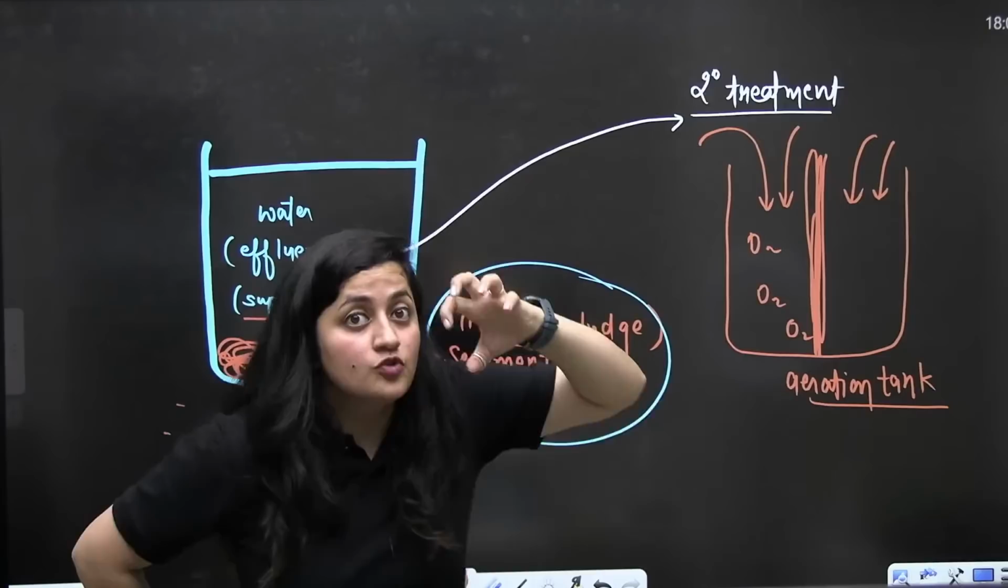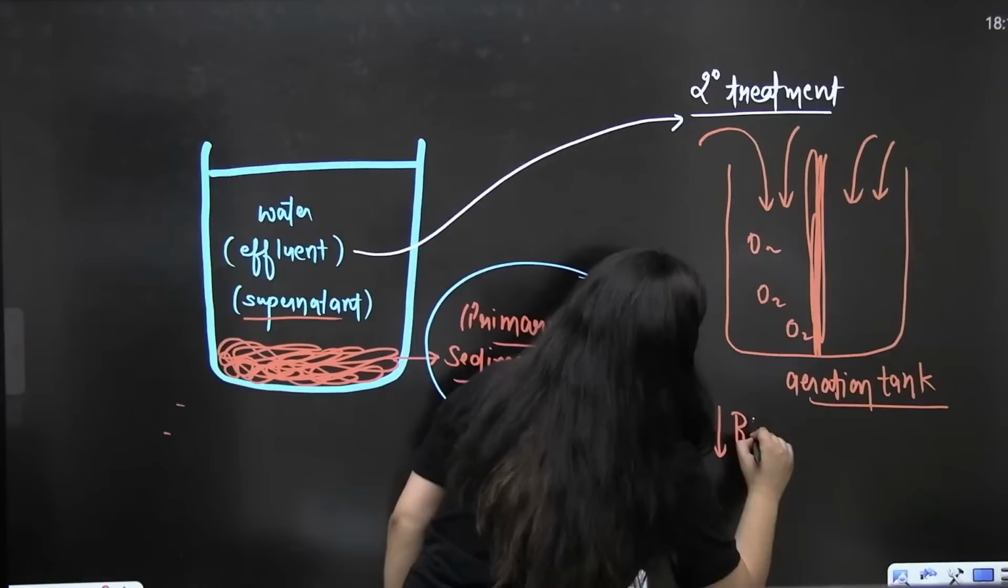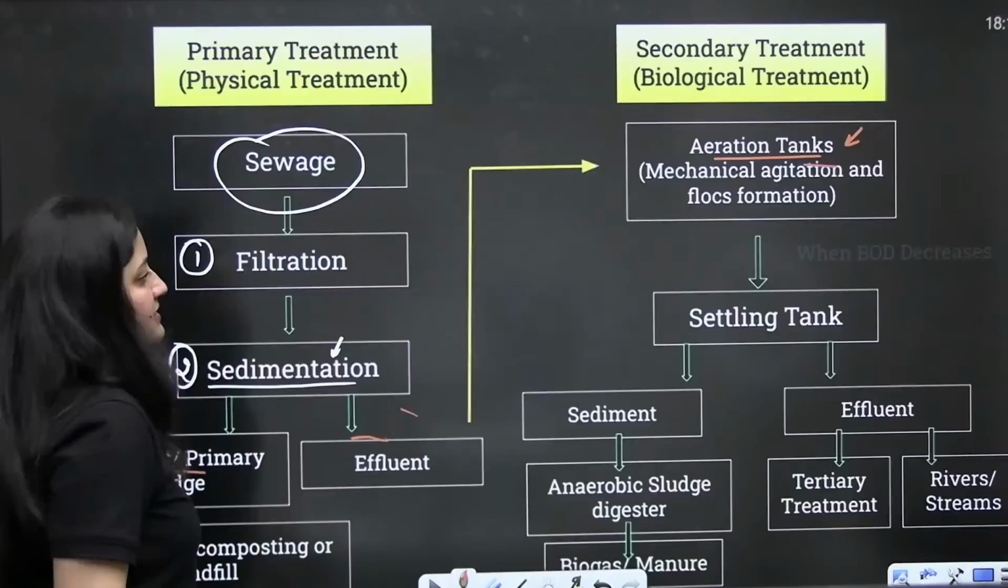When it digests the organic matter, it is doing so for its energy. So ultimately what is going to happen? BOD will come down. And this is our main agenda. We need to lower down the biochemical oxygen demand. Are you getting my point?